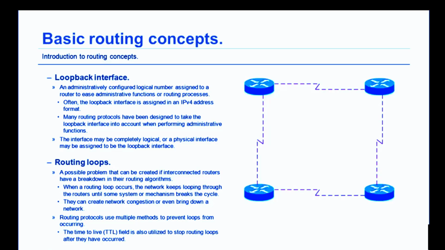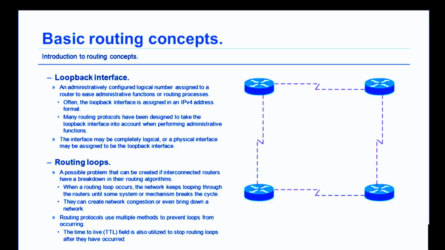The loopback interface is an administratively configured logical number assigned to a router to ease administrative functions or routing processes. Often the loopback interface is assigned in an IPv4 address format even when IPv4 isn't used on the router. Many routing protocols have been designed to take the loopback interface into account when performing administrative functions. The loopback interface may be completely logical, or a physical interface may be assigned to be the loopback interface.